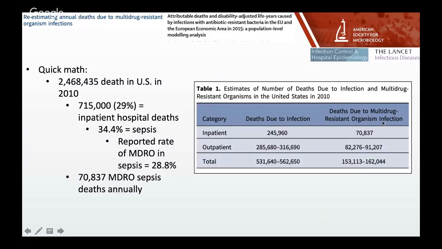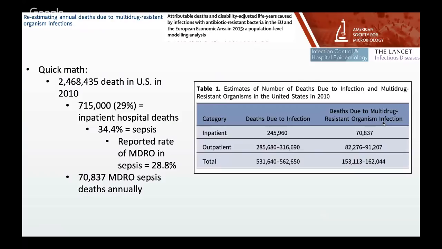In this case, they took numbers from 2010 with almost 2.5 million deaths in the United States. Of those deaths, 715,000, or nearly a third of those, were inpatient hospital deaths. So we have some sort of hospital code for how those died, right? And of those inpatient hospital deaths, about a third of those, 34.4%, were sepsis related. So somebody who had died from sepsis.